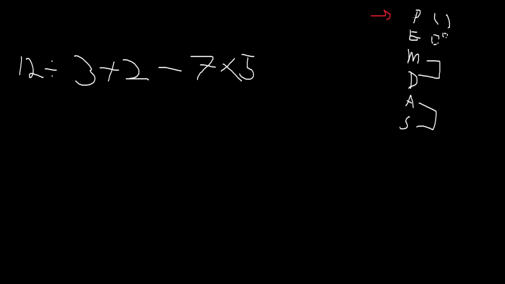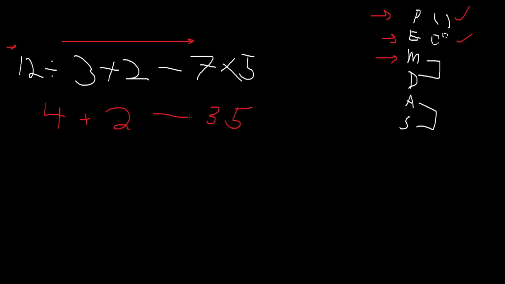So parentheses first. There are no parentheses here, so that part's already done. Then we go to exponents. There are no exponents here, so that part's already done. Then we do multiply and divide. Divide comes first, so left to right, you always do left to right. So 12 divided by 3, that's 4. And we keep going, passing over all of that because none of that's multiply or divide. So 7 times 5, that'd be 35. And then in the middle, we have the plus 2 and the minus. Okay, so that's taken care of.